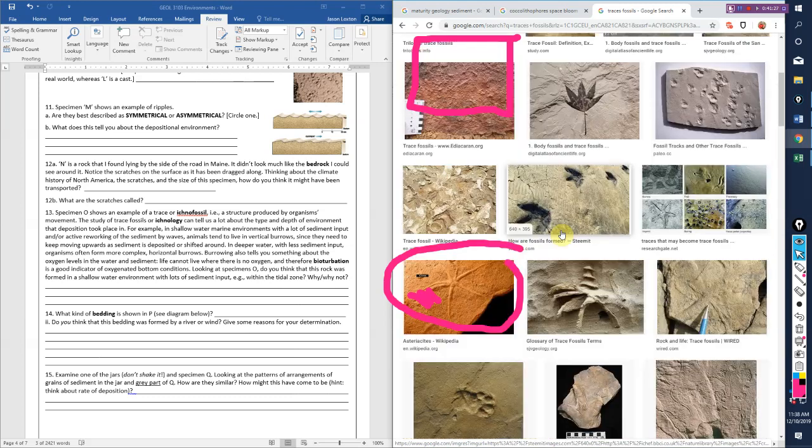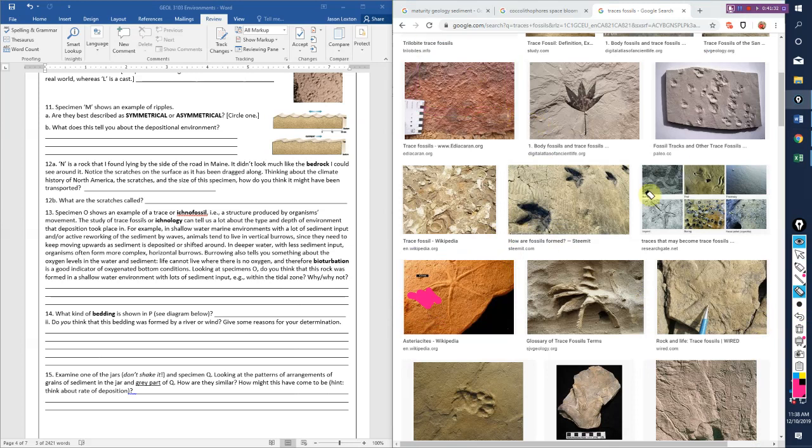Not at all. So you can get some basic depth information just by asking yourself, on average, am I looking at fairly complicated horizontal burrowing, right? Or am I looking at vertical burrowing? So take a look at this and ask yourself that question.